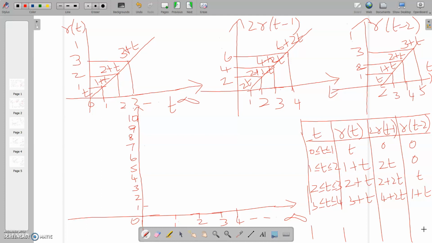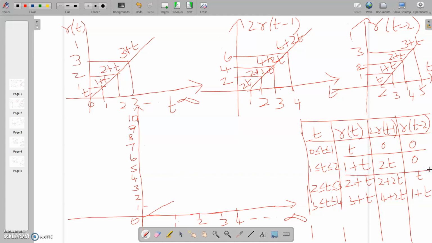For 0 to 1 what happens? We have to add these 3 signals. So what are all we have? t plus 0 plus 0. So t is nothing but just a ramp signal for 1 duration 1 amplitude. So just increase for 1 duration 1 amplitude, that's all. This is t. And then what about for 1 to 2 duration?